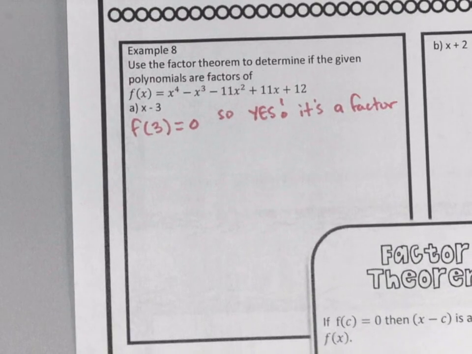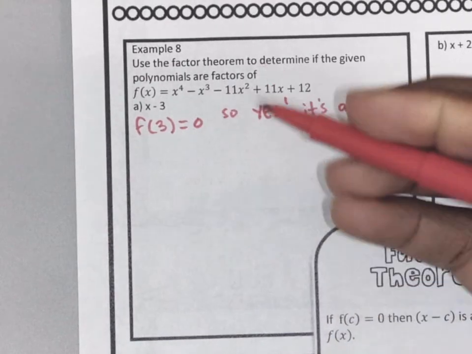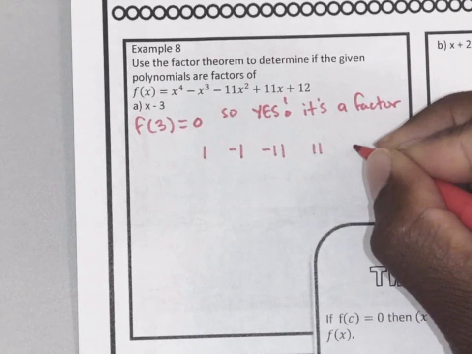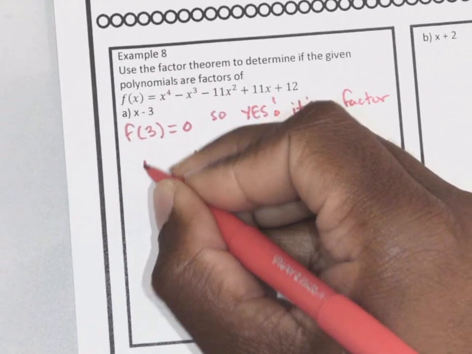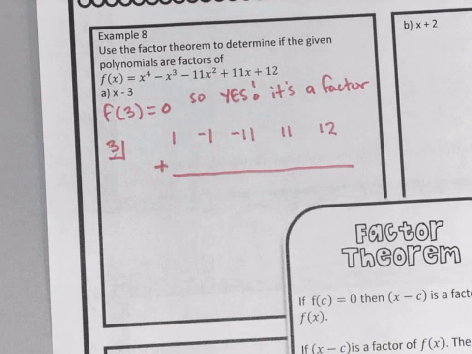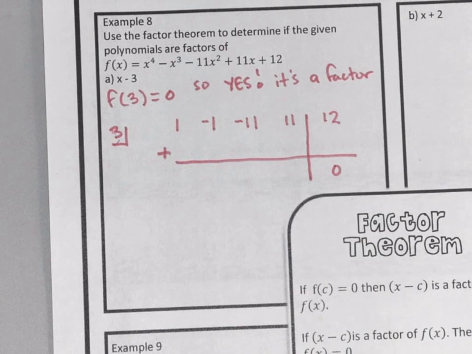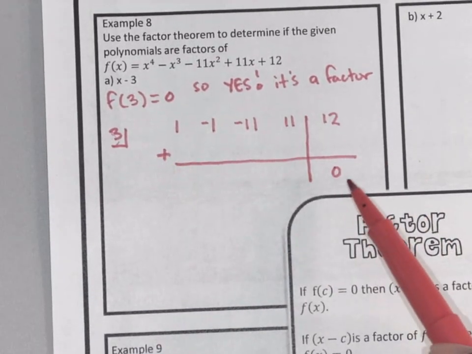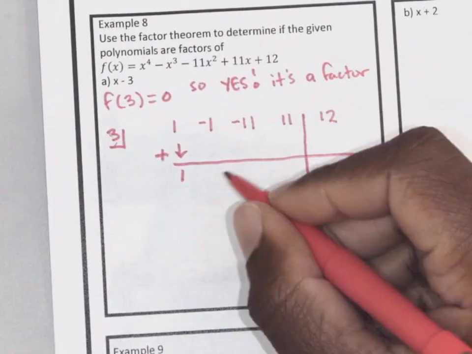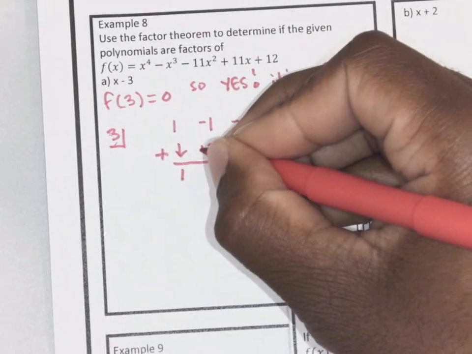So now we can actually use it to help factor this. Let's do some synthetic division. First, I'm going to write my leading coefficients: 1, negative 1, negative 11, 11, 12. In the box, I put 3. Got my line. Now I'm ready to go. And we know that this should come out to be 0, right? Because this should equal my remainder. Bring down 1. What's my next number? 3, sorry, I don't know why I said negative.